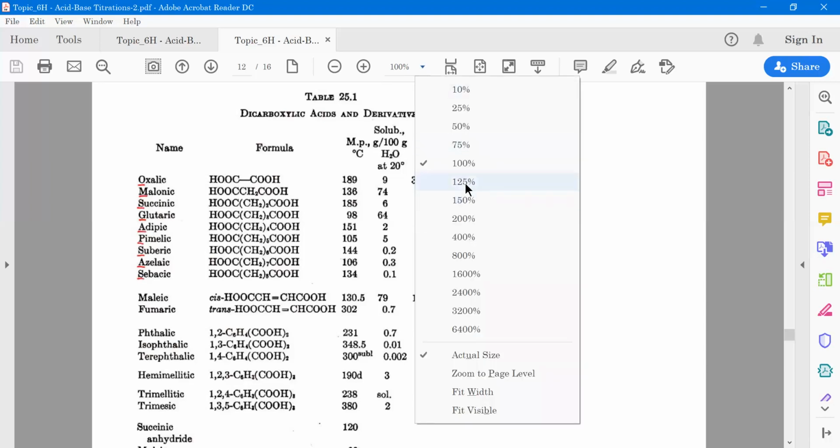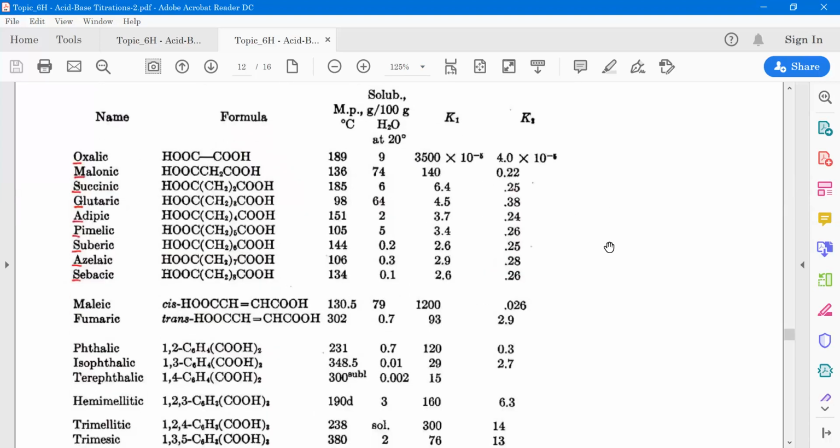Blow this up a bit so you see these numbers a little bit better. The difference between all of these simple dicarboxylic acids is that they essentially consist of 2 carboxylic acid groups, the COOH group, separated by from 0 up to 8 CH2 groups. In other words, the 2 carboxylic acid groups get farther and farther apart the longer the molecule gets. We saw some of the results of this in our last lecture. Oxalic acid is the smallest possible one. It happens to have the largest K1.